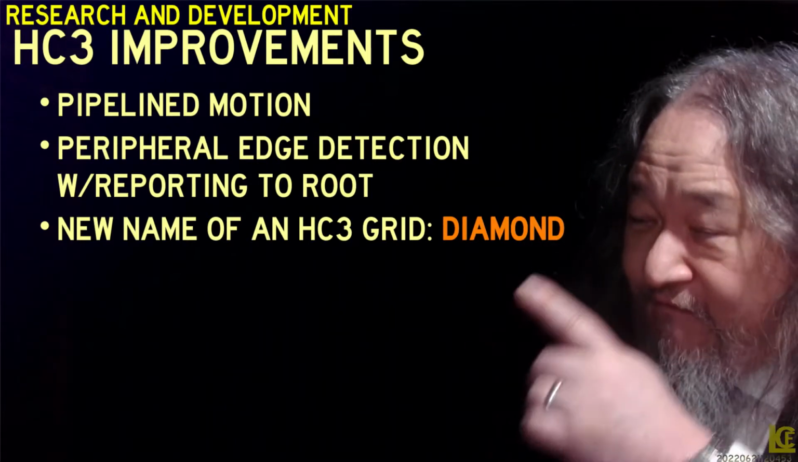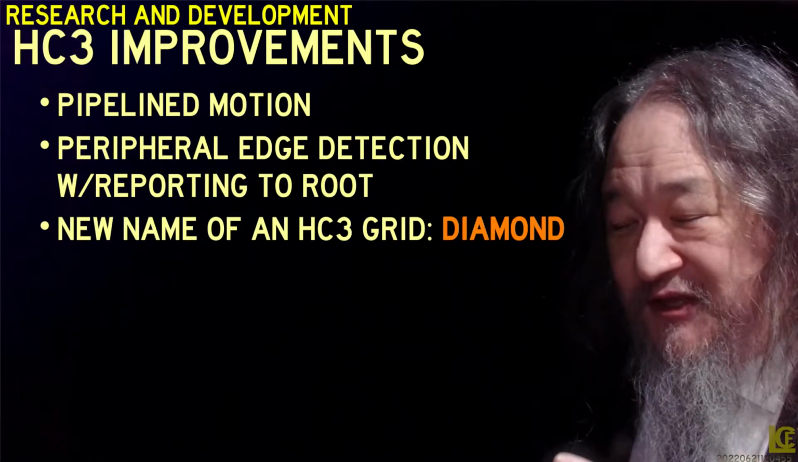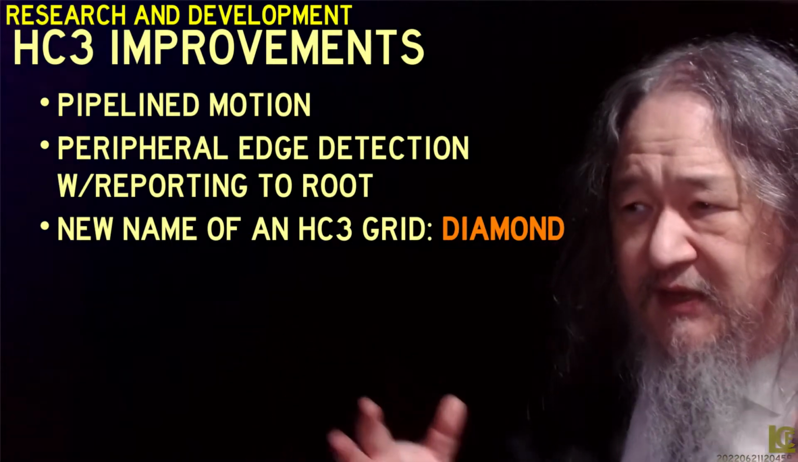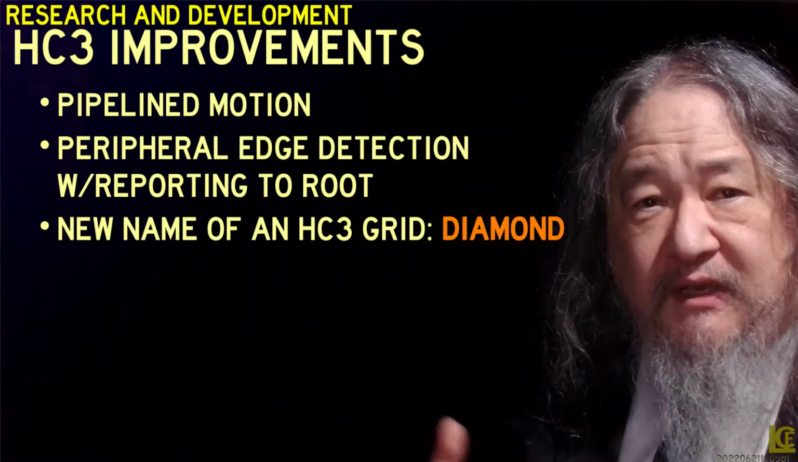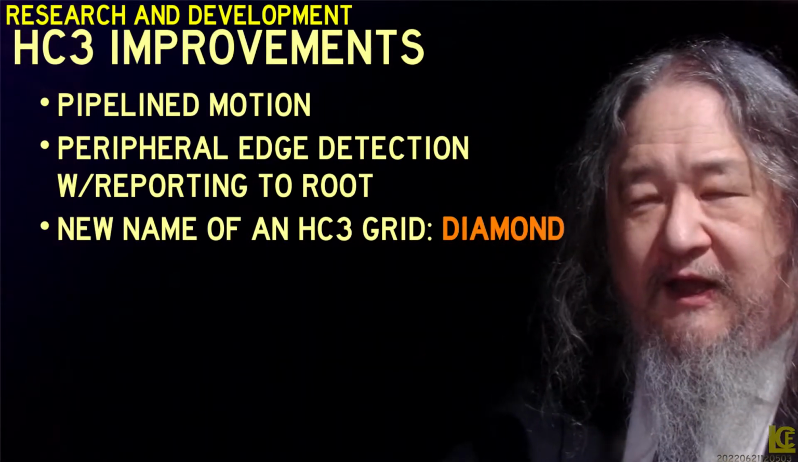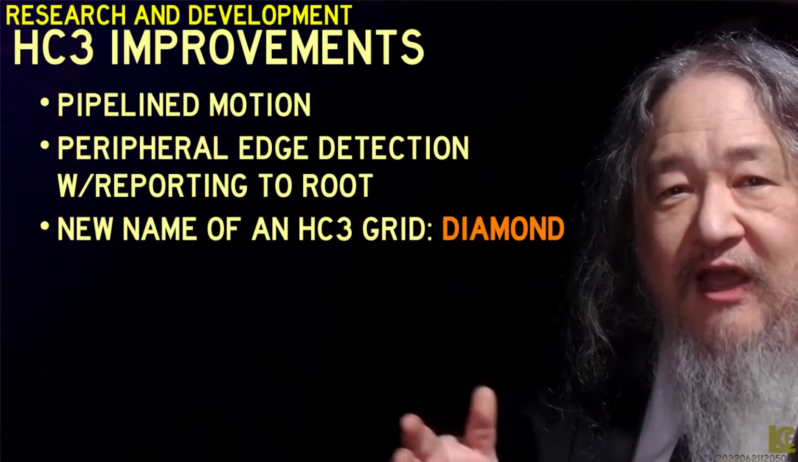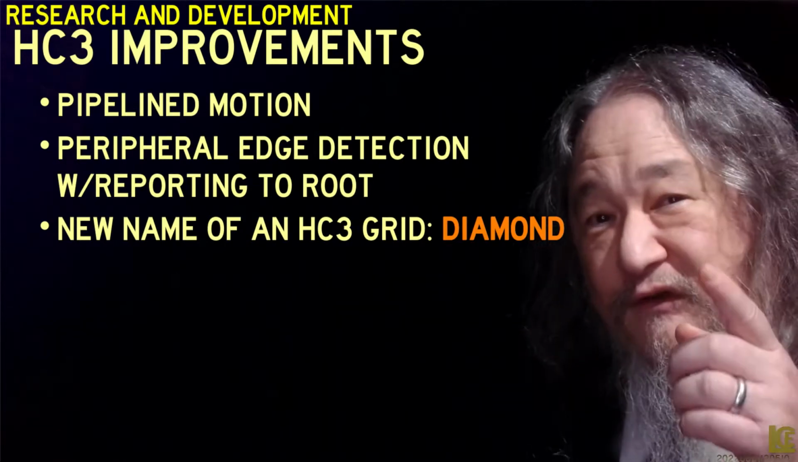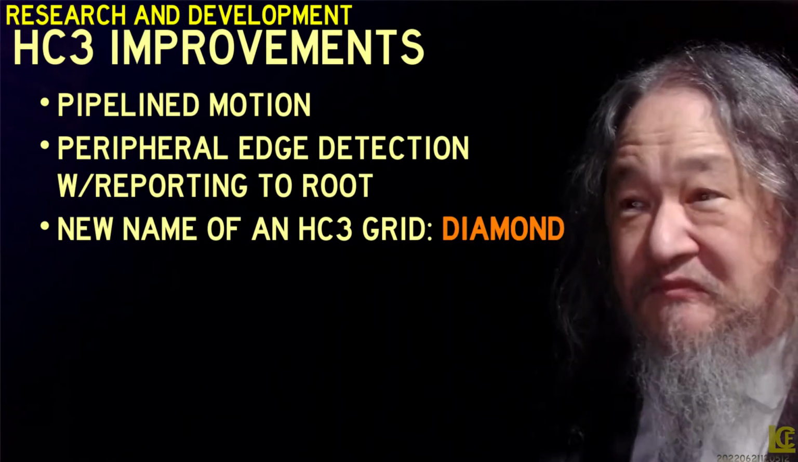And finally, I've changed its name. It's not an HC3 grid anymore, primarily because grid is super overloaded in T2 land. I'm calling it a diamond because that's what it looks like. So an HC3 diamond, what we have is moving diamonds. We're going to make more complicated diamonds. We're heading for living diamonds soon.